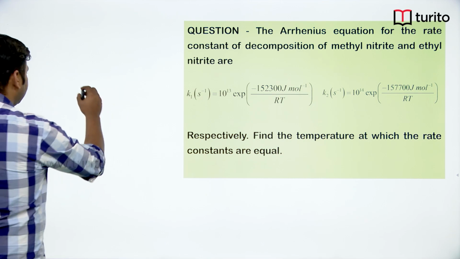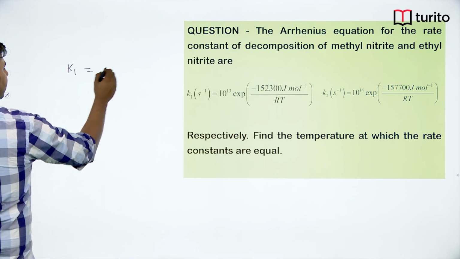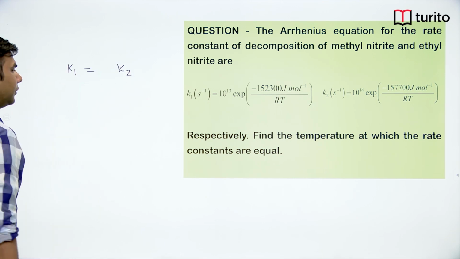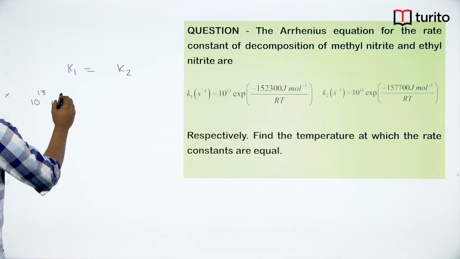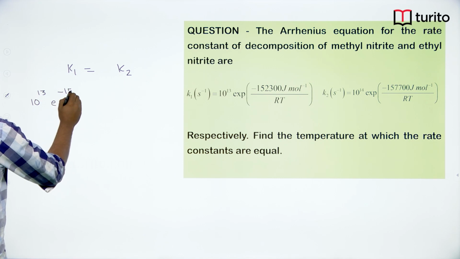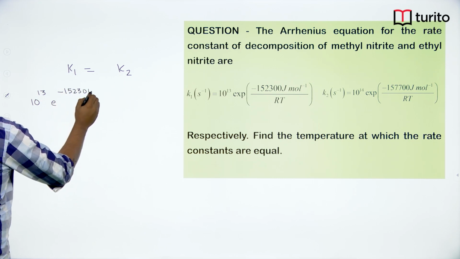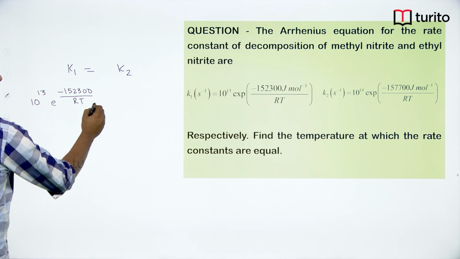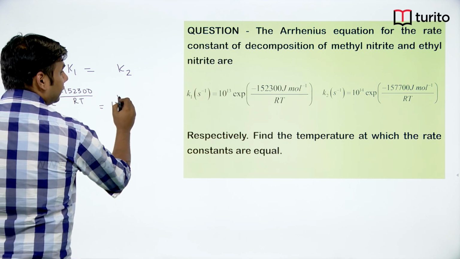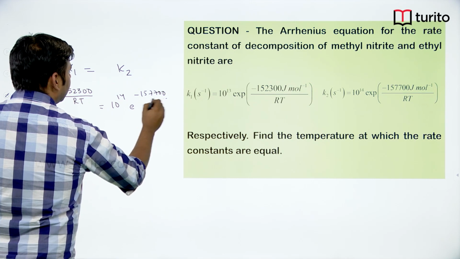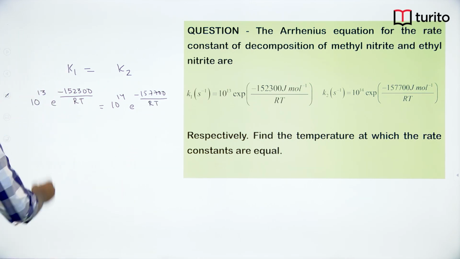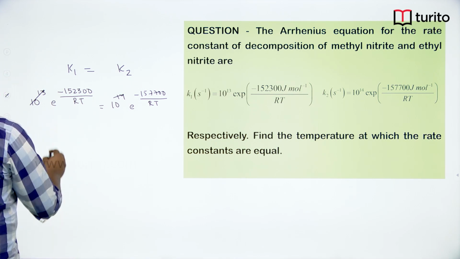So basically we have to do K1 equals K2. When you write this, this is 10 raised to power 13 e raised to power minus 152300 upon RT equals 10 raised to power 14 e raised to power minus 157700 upon RT. So this will basically cancel, and 10 would be left over here. So let us take the log.